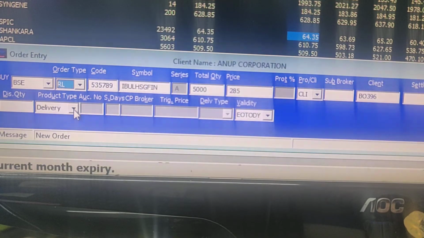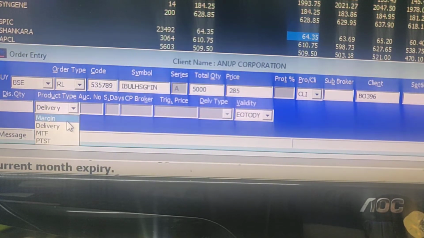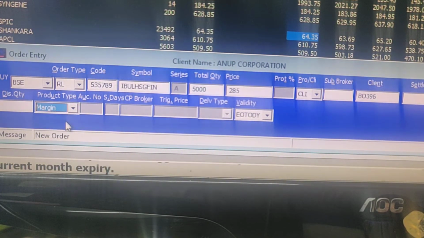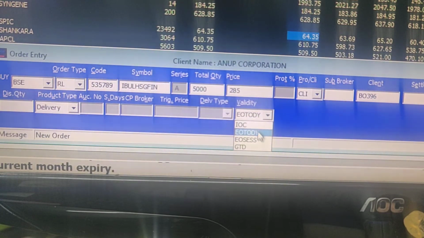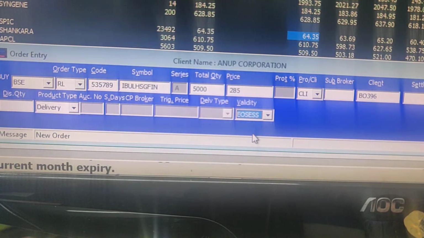Then we have the product type. We can select product type, margin and delivery. These are the two product types which are normally used by the investors. Then we have the validity. In validity we have various types of validity. Generally by default people use validity end of session. This means whatever order you are putting, at 3:30 that order will be deleted.